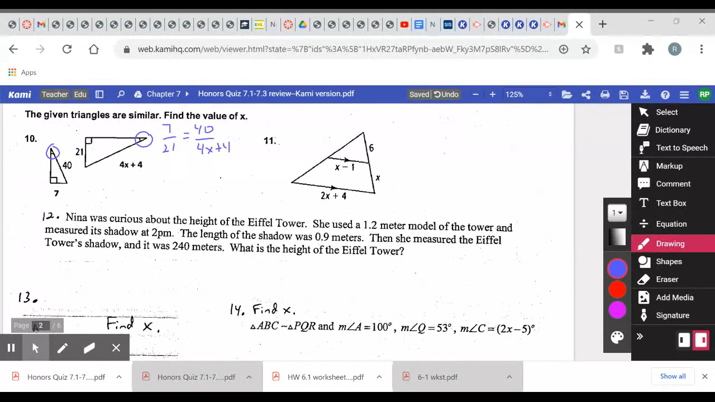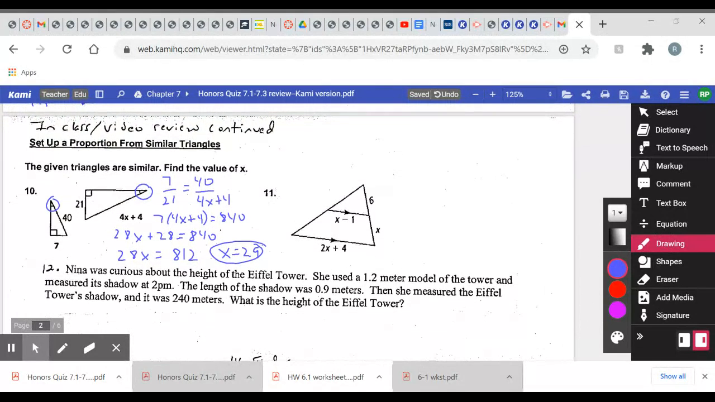Okay, if I go and cross multiply from there, I've got 7 times 4x plus 4 is equal to 21 times 40, which is 840. If I go ahead and multiply out there, I get 28x plus 28 is equal to 840. And so I end up with 28x is equal to 812. And when I go and divide by 28 on both sides, I get x equals 29.